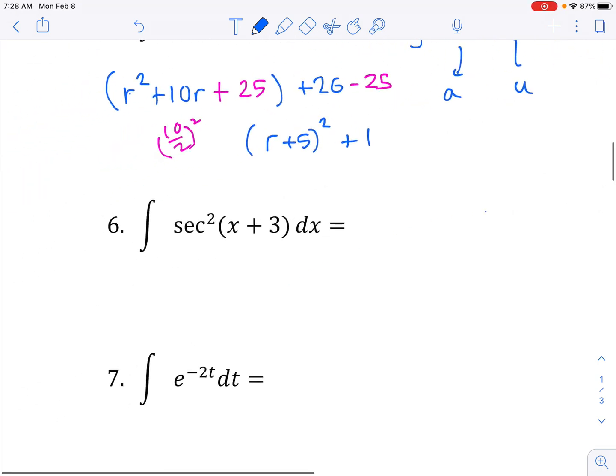Okay, so this one is just a straight trig rule.